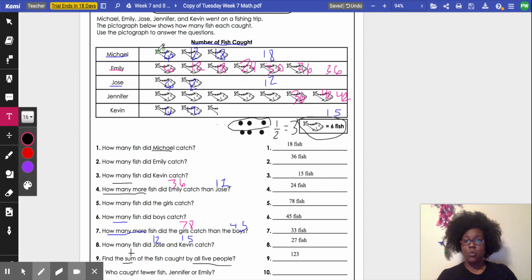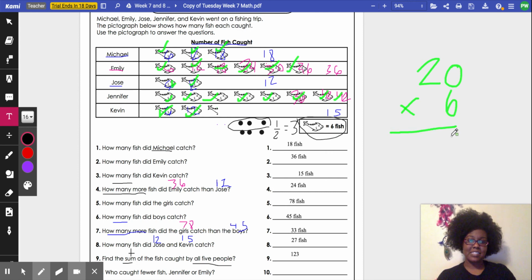So I've got 1, 2, 3, 4, 5, 6, 7, 8, 9, 10, 11, 12, 13, 14, 15, 16, 17, 18, 19. Ooh, that's not even a fish. 18, 19, 20. So I'm going to do 20 multiplied by 6 because I was counting by 6 and I have 20 fish. 0 multiplied by 6 is 0, and 6 multiplied by 2 is 12.